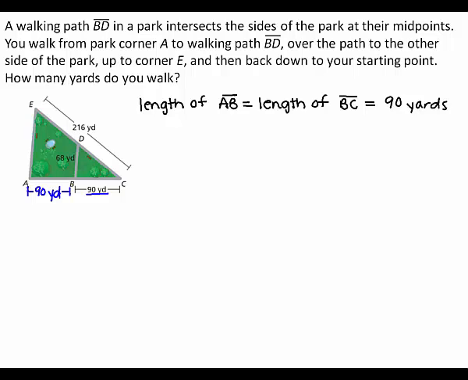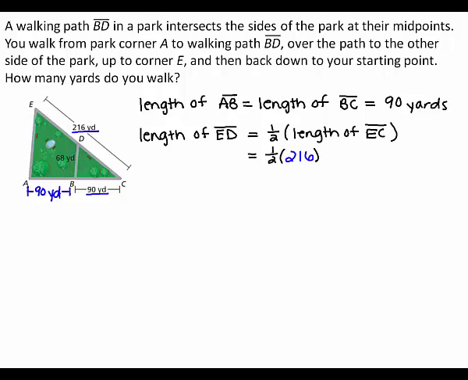Next, because point D is the midpoint of segment EC, the length of segment ED equals 1/2 times the length of segment EC. From the diagram, you know that the length of segment EC is 216 yards. So, you can substitute 216 in for the length of segment EC. When you simplify, 1/2 times 216 gives you 108. So, the length of segment ED is 108 yards.